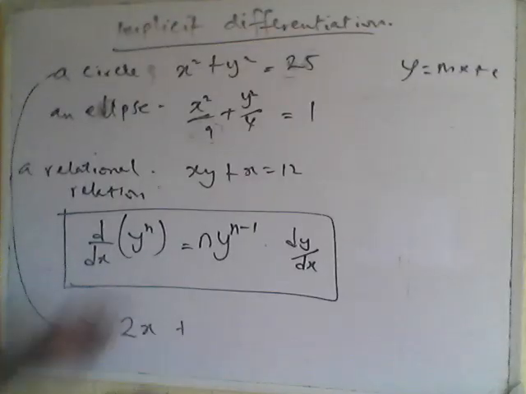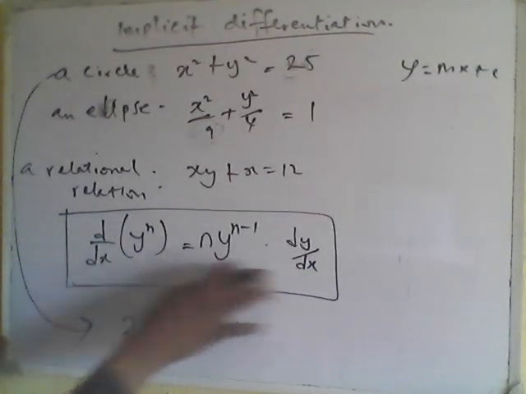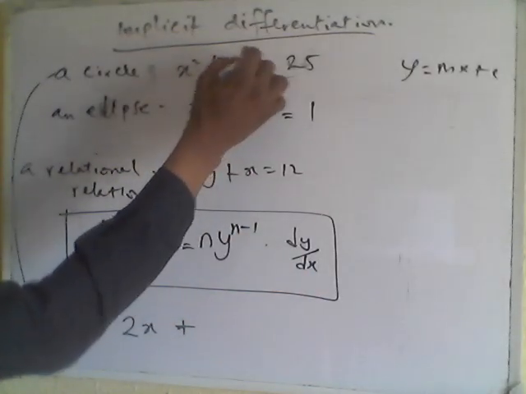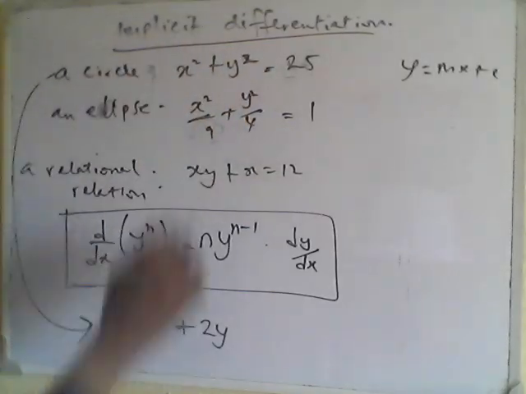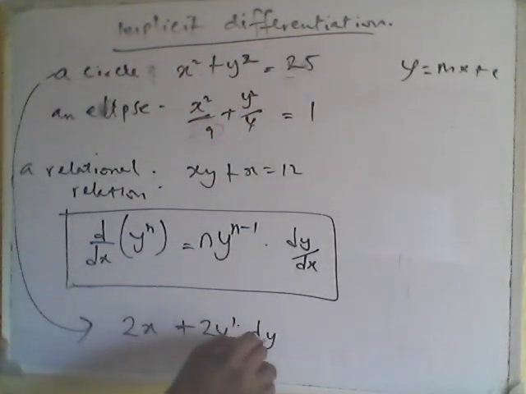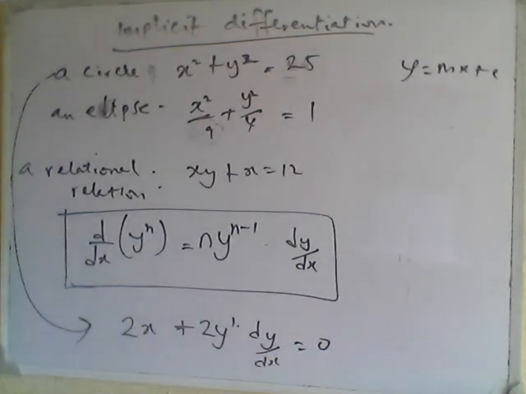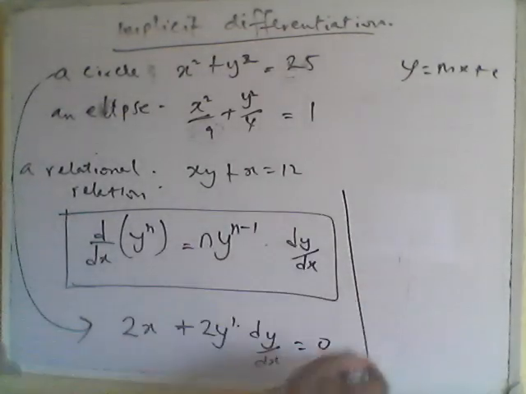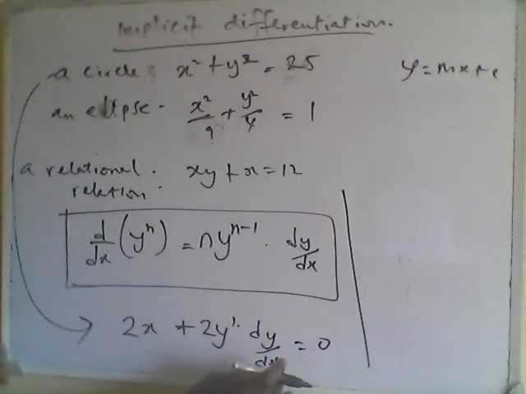But when it comes to y squared, I will use this formula. The power 2 comes down, so it's going to be 2y, then this same 2 reduced by 1 is 1. Then I will put dy/dx, and the derivative of 25 is 0. So this is the first differentiation, understand? But I'm not done. I've just applied this to where I see y.